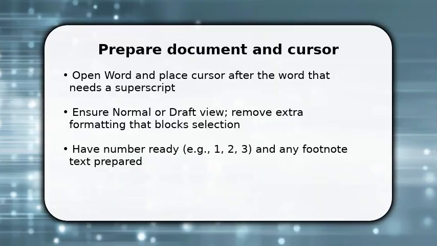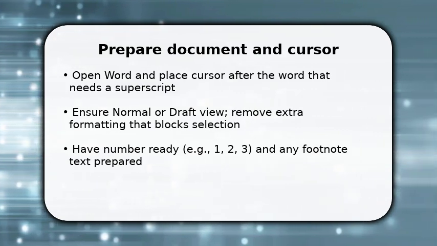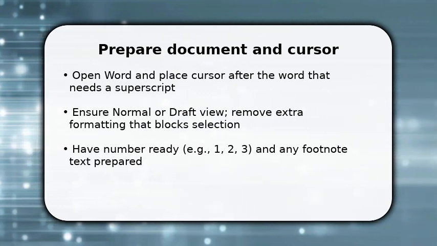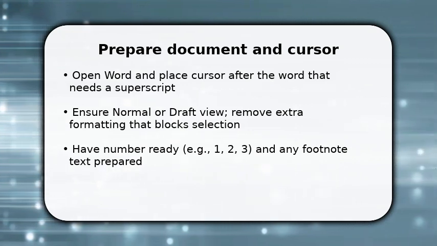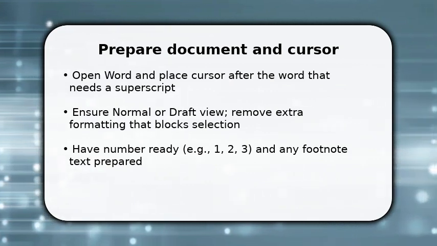You're ready to add a small number. Open your Word file and position the cursor immediately after the word you want the superscript on. Make sure you're in a standard view so selections behave predictably. Once done, type the number or symbol you want to lift. Don't press formatting yet. This step reduces mistakes and keeps spacing intact.